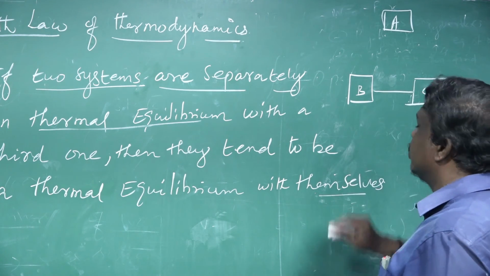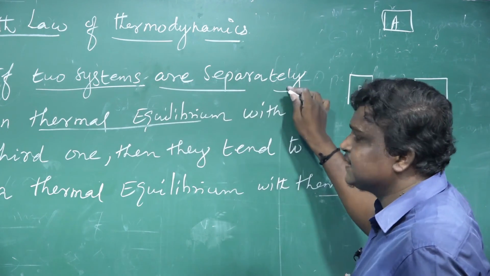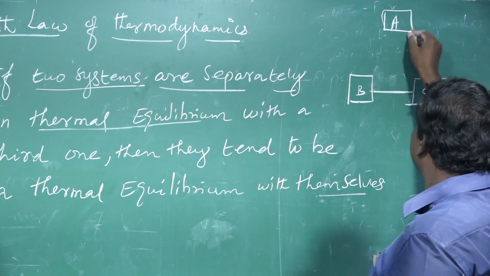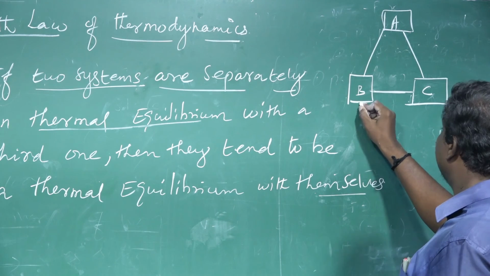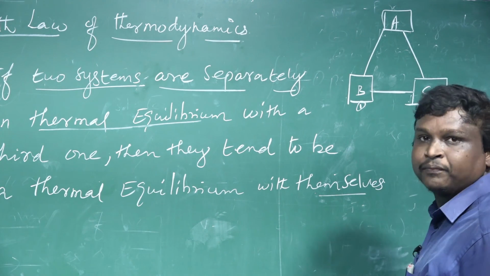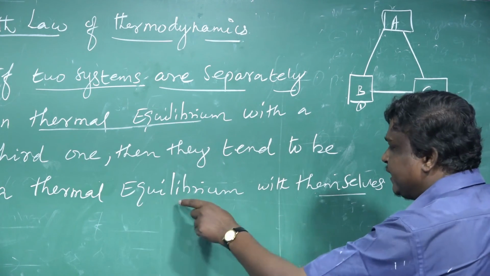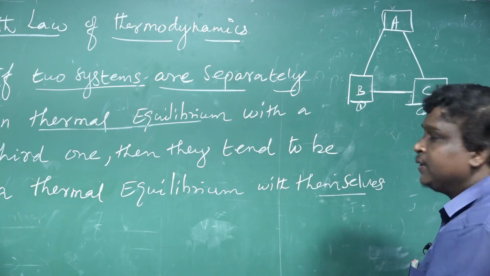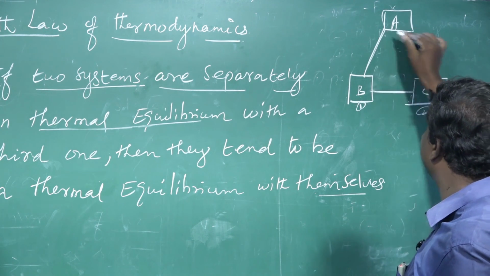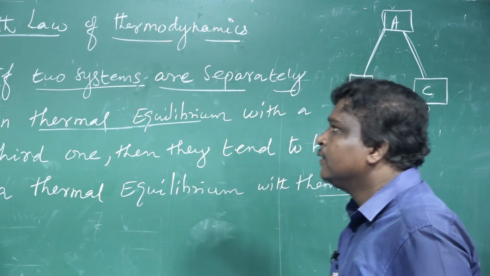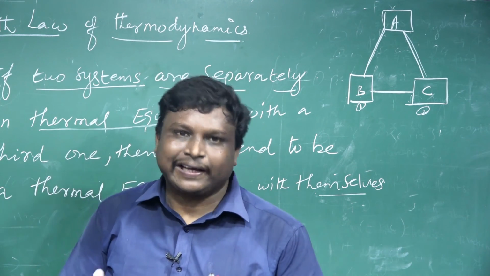Two systems are separately connected to a third one in thermal equilibrium. This is the first system, that is the second system, each in thermal equilibrium with the third one. They are then in thermal equilibrium with themselves. This is called the zeroth law. Okay. Once again, the final conclusion.